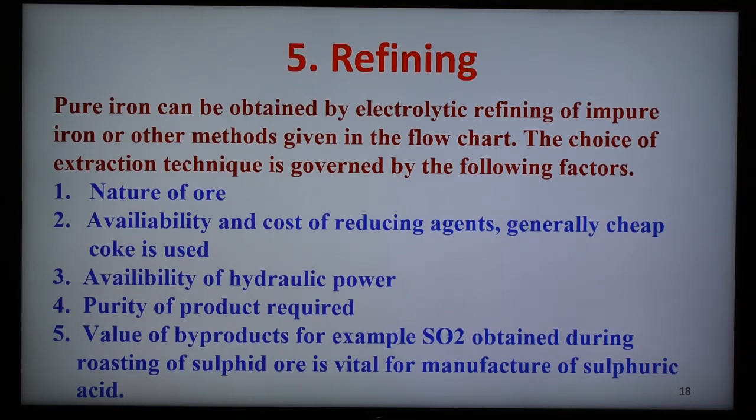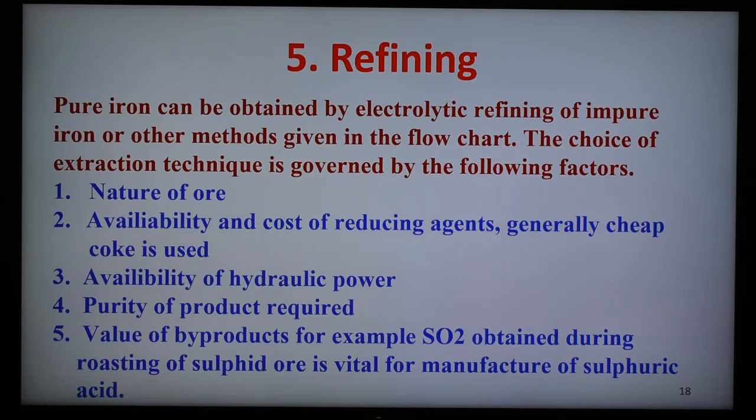The method used for refining of metal depends upon the nature of impurities, and some methods are liquefaction, poling, electro-refining. So what is electro-refining? In electro-refining, this method is based upon the phenomenon of electrolysis. The crude metal is made the anode, whereas the thin sheet of the pure metal is made the cathode. The electrolyte is the solution of some salt of the metal.